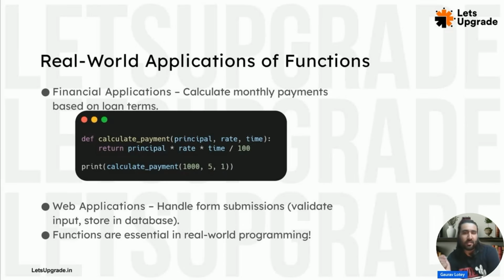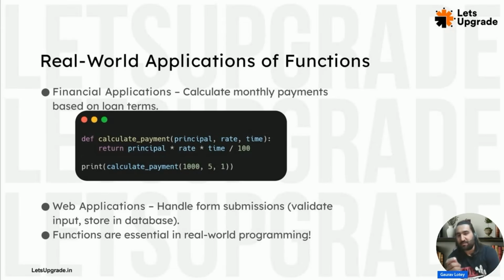Let's look at some real world applications of functions. For example, a financial application can calculate monthly payment based on loan terms. Let us understand a function which takes principal, rate and time and returns the interest value. So irrespective of what the principal amount is, what the rate is, and how much time is left, we can always reuse this code to calculate payment.